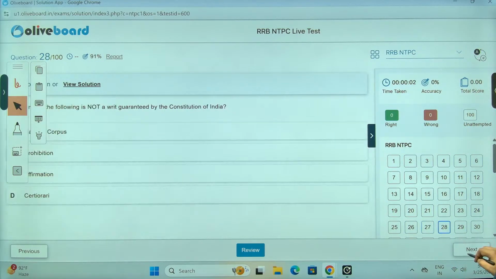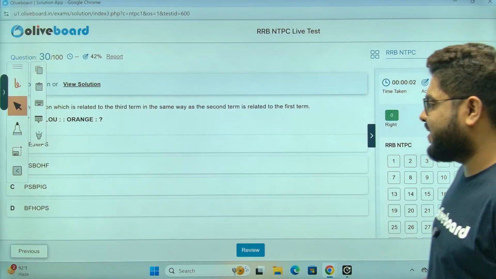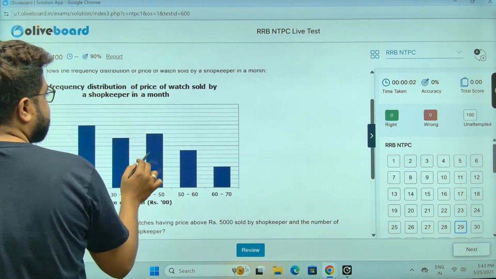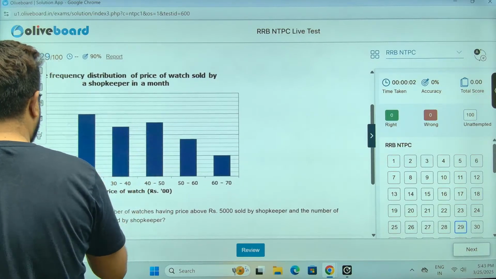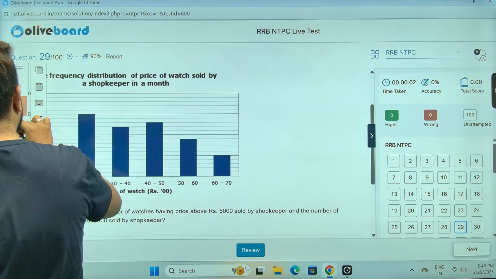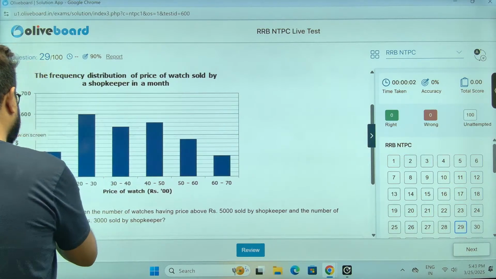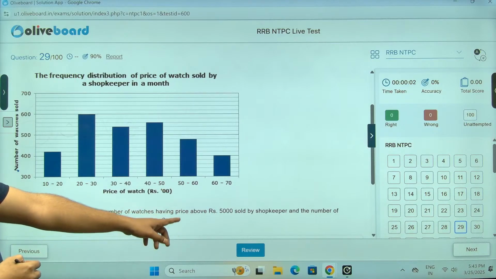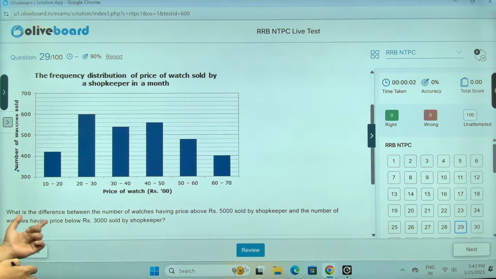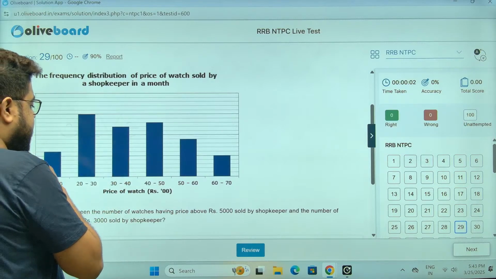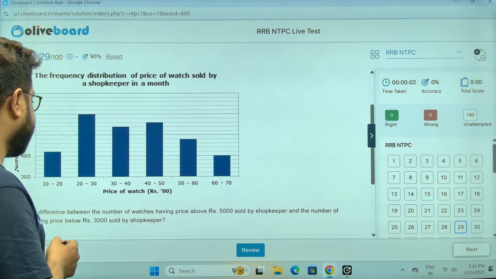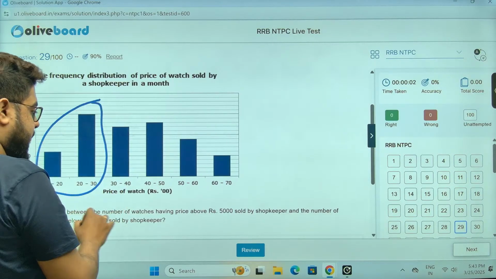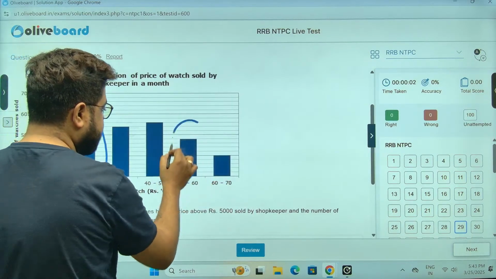Next one, not this one. Oh, it was this one. Frequency distribution of price of watches sold by a shopkeeper every month. Let's look at that one. What is the difference between the number of watches having price above 5,000 and the number of watches at 3,000 and below? 3,000 and below, that means these ones. And 5,000 and above, that means these ones.